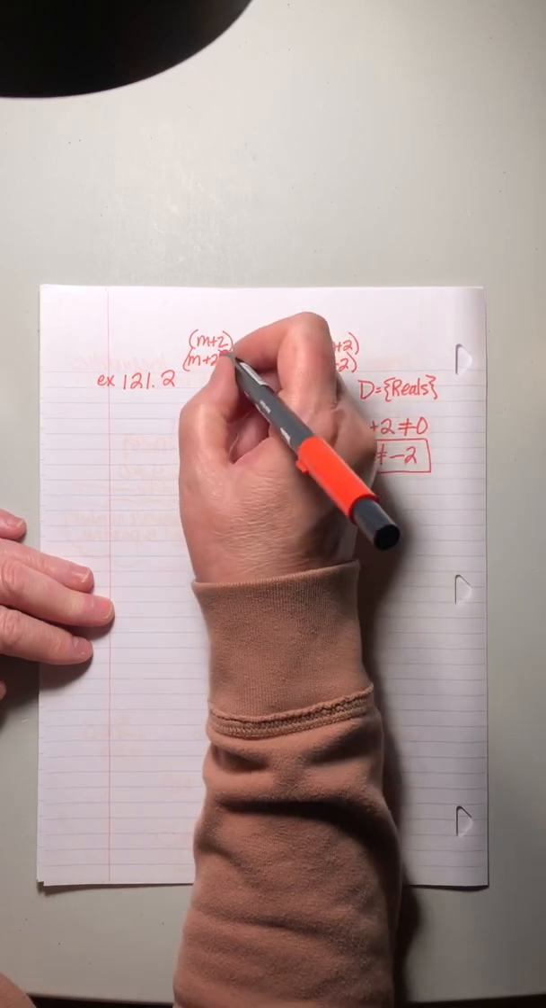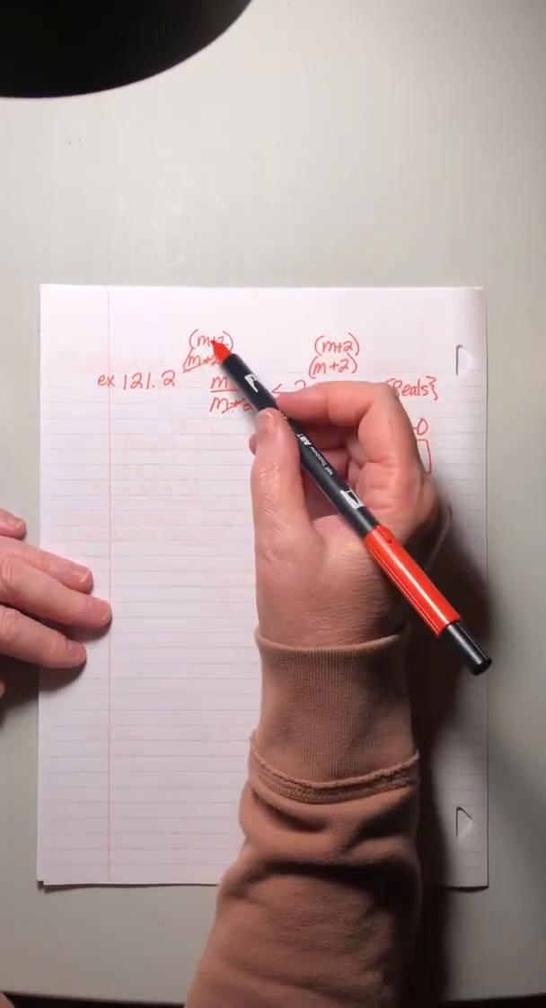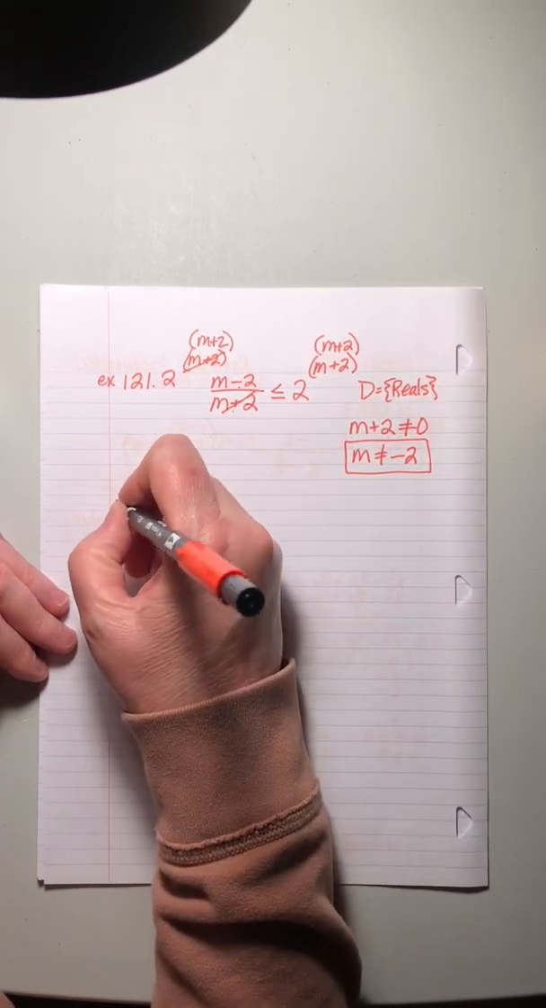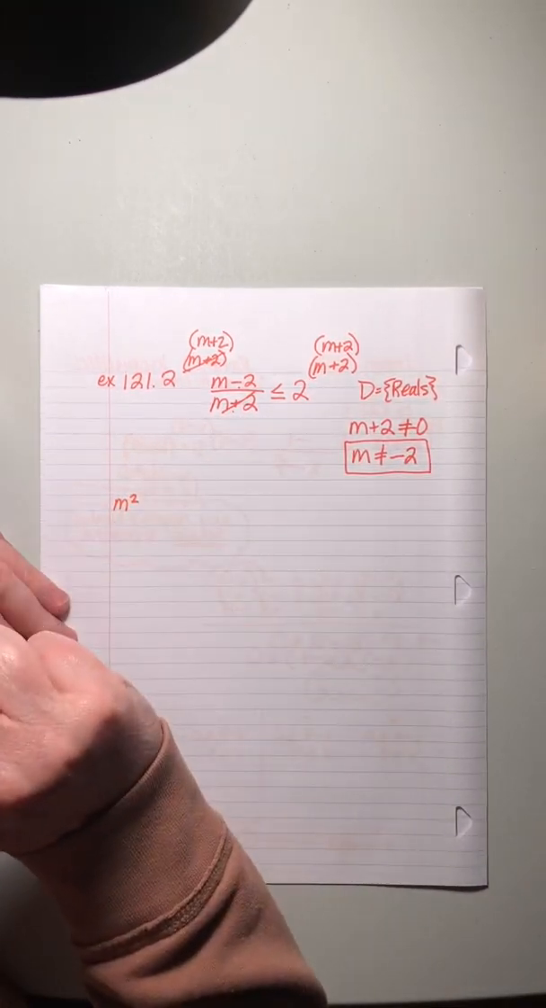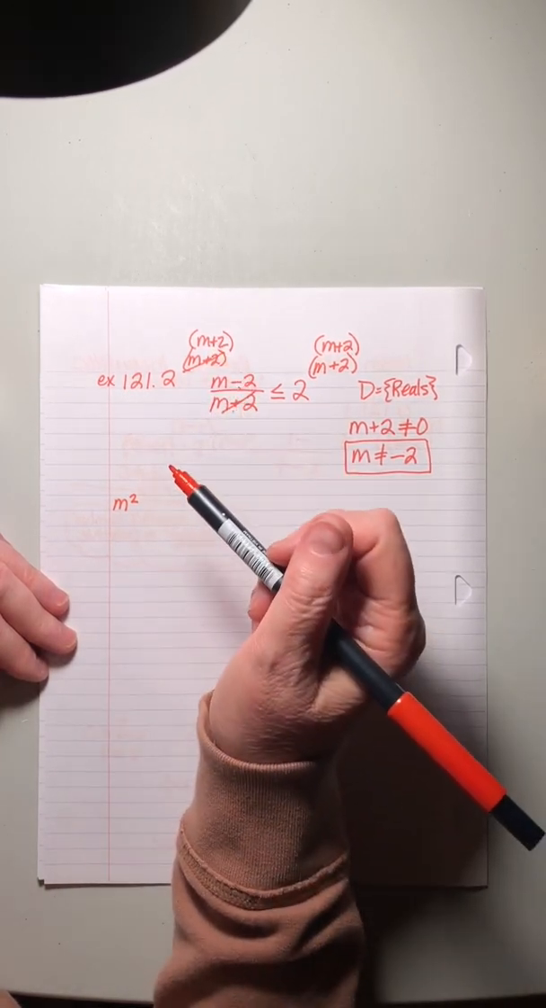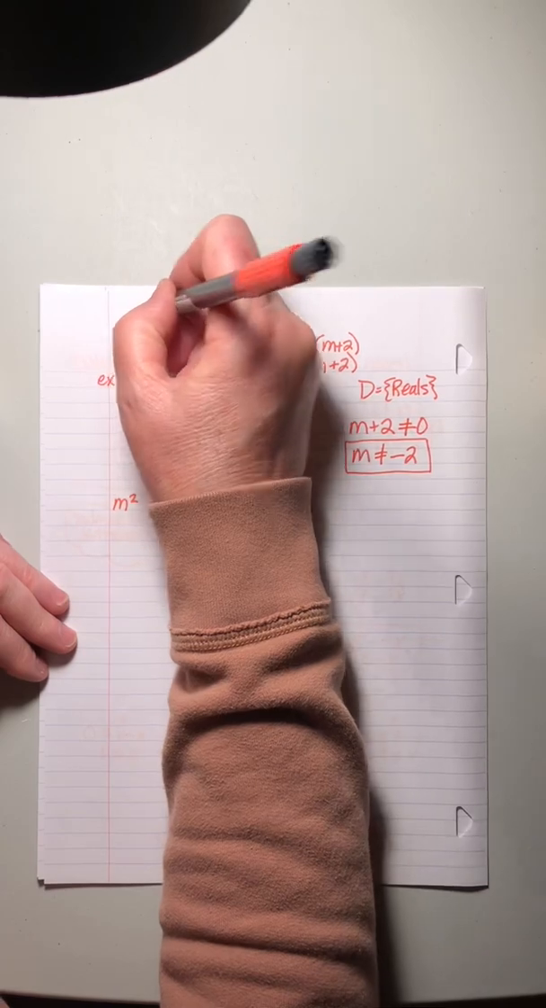Here, those guys cancel. Now we have to multiply m plus 2 times m minus 2. Let's see if I can do that in my head. m squared. Ah, this is a difference of two squares, isn't it? Remember this?